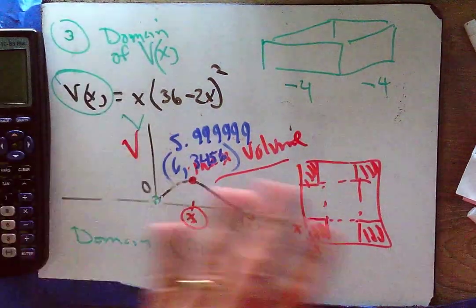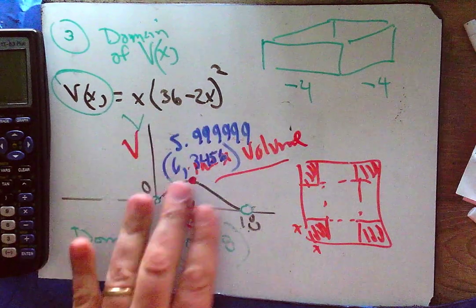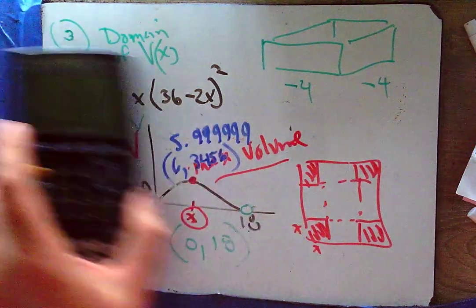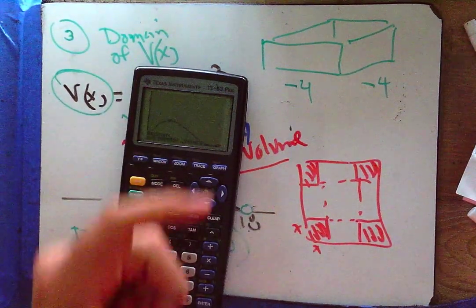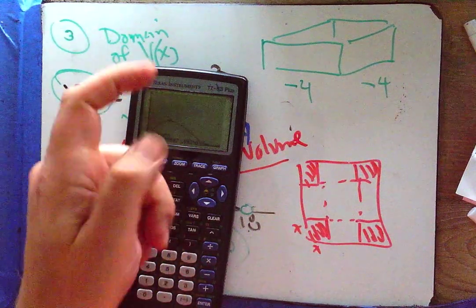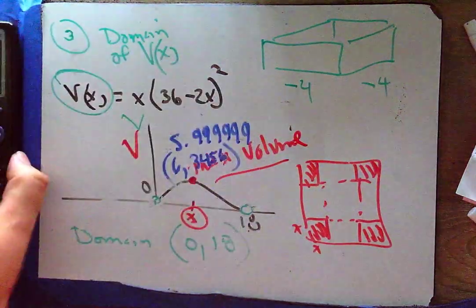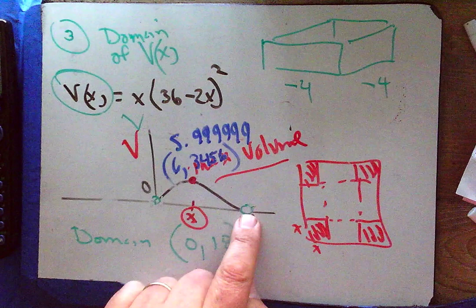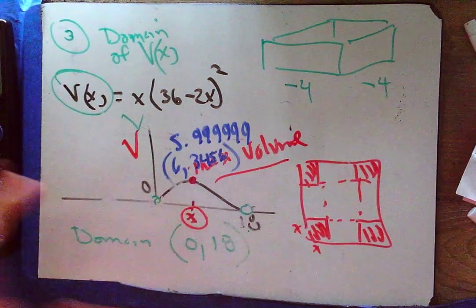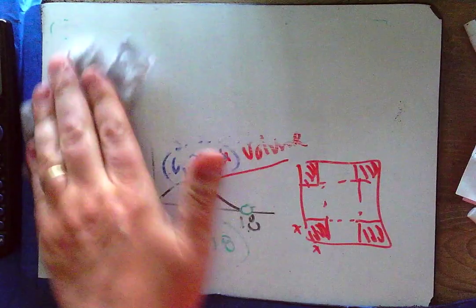So, if you're ever asked to find a maximum or a minimum on a polynomial, you graph it on the calculator and you second calculate max or second calculate min. That's how you're supposed to find maxes and mins. Please don't guess that it's halfway between, because it probably won't be halfway in between.